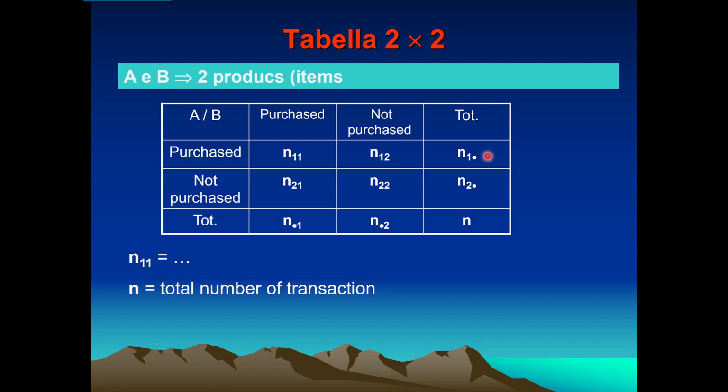Are you familiar with the notation N1 dot? So the total number of observations which are in the first row. Are you familiar with N dot 2? The number of observations which are in the second column. N11, the number of persons who purchased both products A and B. Yes, so it is a product A, product B, and then you count the occurrences. You count the numbers. And N is the total sample size. Okay, are you familiar with this notation? I hope so.